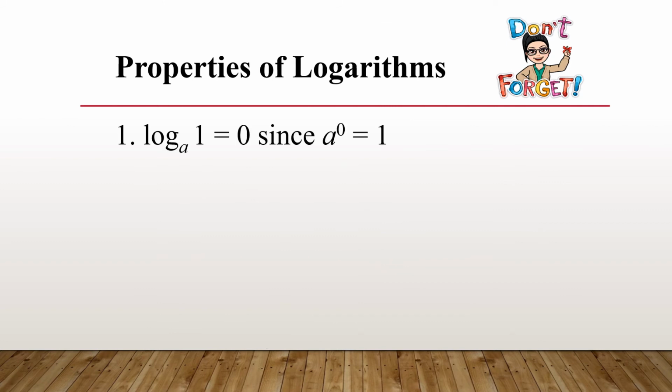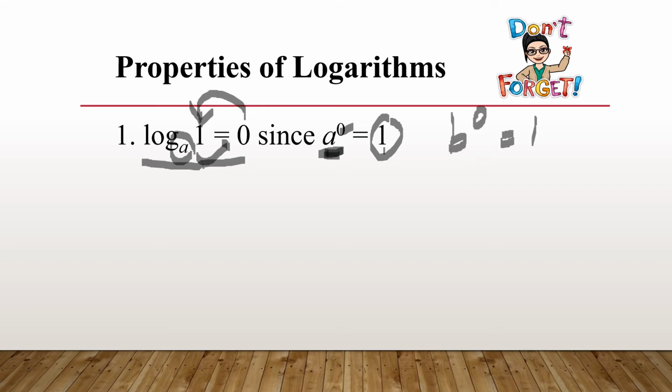Properties of logarithm. Number 1, logarithm of 1 to base a is equal to 0. This is true because since a is the base, when you raise it to 0, the answer is really 1. Previously you learned that any letter like a raised to 0, the answer is always 1. Any number raised to 0 is equal to 1.